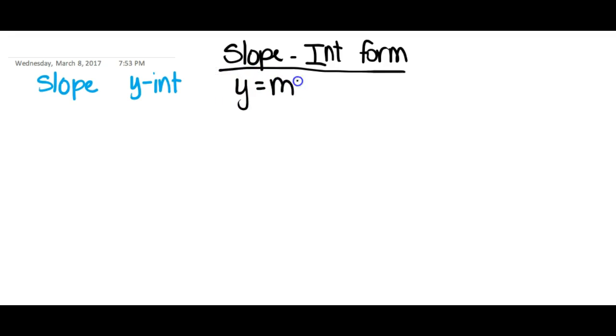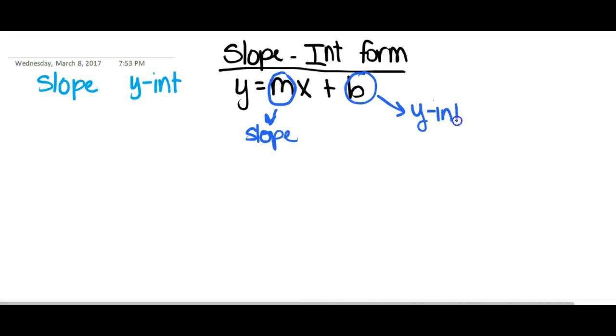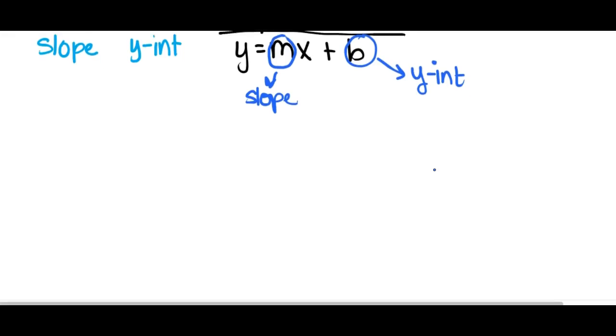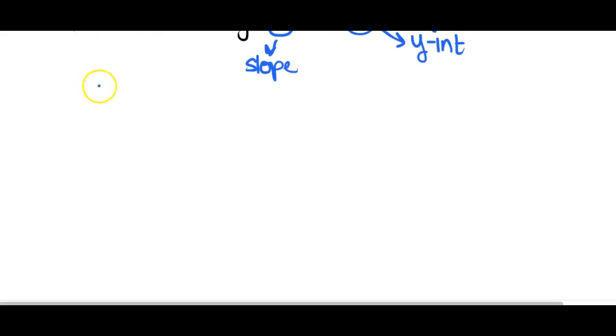So, slope-intercept form, y equals mx plus b. And with this, our wonderful m is always our slope, and our b value is always our y-intercept. So given the slope and the y-intercept, could we make slope-intercept form? Yes, we could. So let's give it some examples.